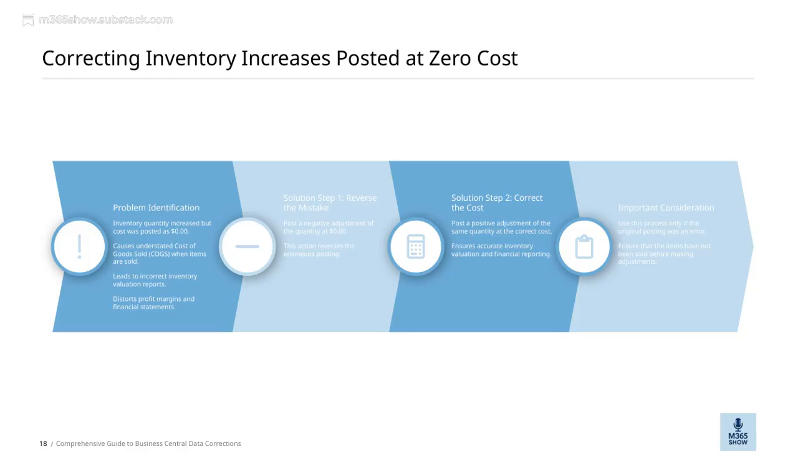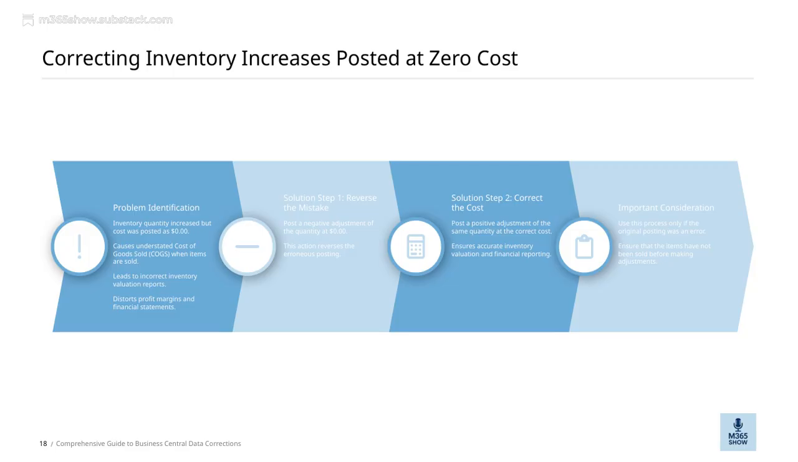In the first solution step, we need to reverse the mistake. We do this by posting a negative adjustment of the same quantity, but at a zero cost. This effectively reverses the original erroneous posting. Following that, in the second step, we correct the cost by posting a positive adjustment for the same quantity, but at the correct cost. This ensures our inventory values are accurate and our financial data reflects reality.